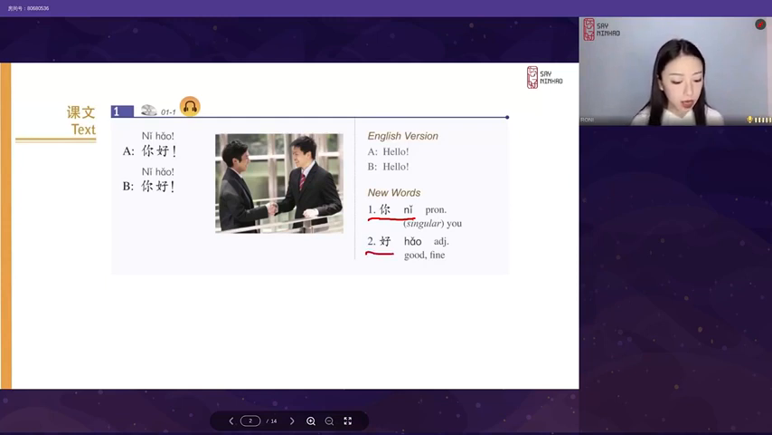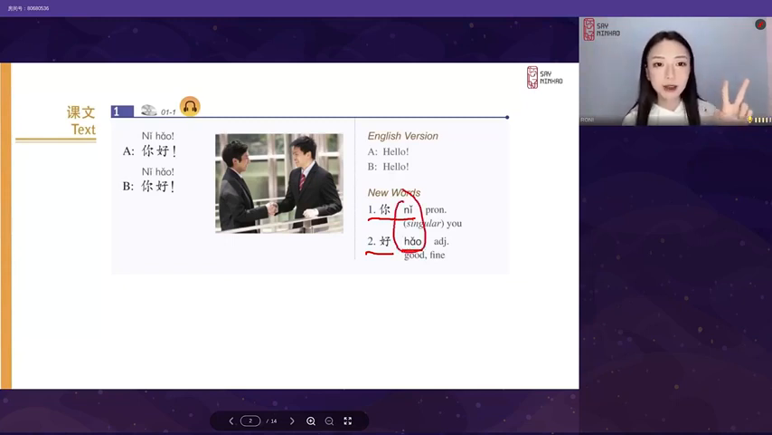Next new word is hao. The initial h, the final ao, and the tone is third tone. So it is hao. Read after me, please. Hao, it means good, fine. So when we put these two characters together, we can get hello, ni hao. So when we put these two together, what should we do? There are two third tones put together. Well, then we should, yes, apply tone sandhi, right? We should change the former one into second tone. So it is not ni hao, it's ni hao.